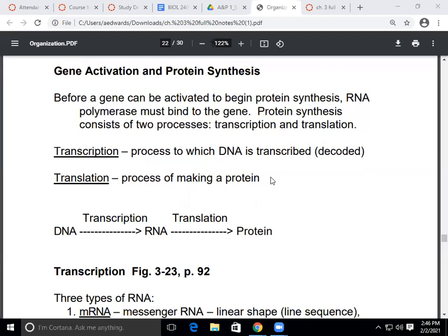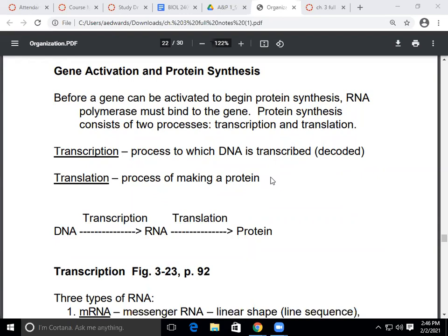Translation is how you make protein. Okay, I want to be clear. DNA never becomes RNA. All right, everybody say it with me. DNA never becomes RNA. RNA never becomes protein. Okay, DNA is used to make RNA. RNA is used to make protein.